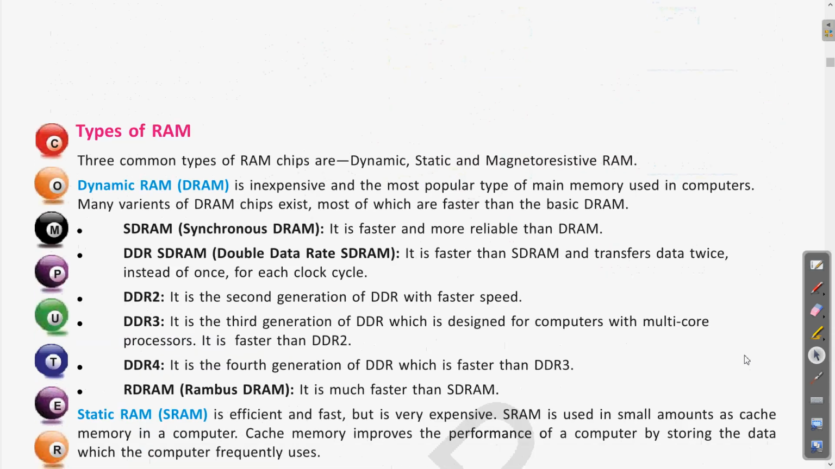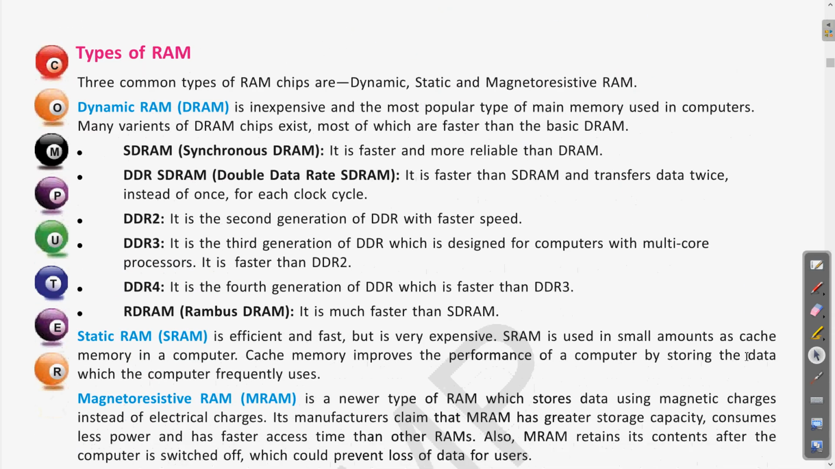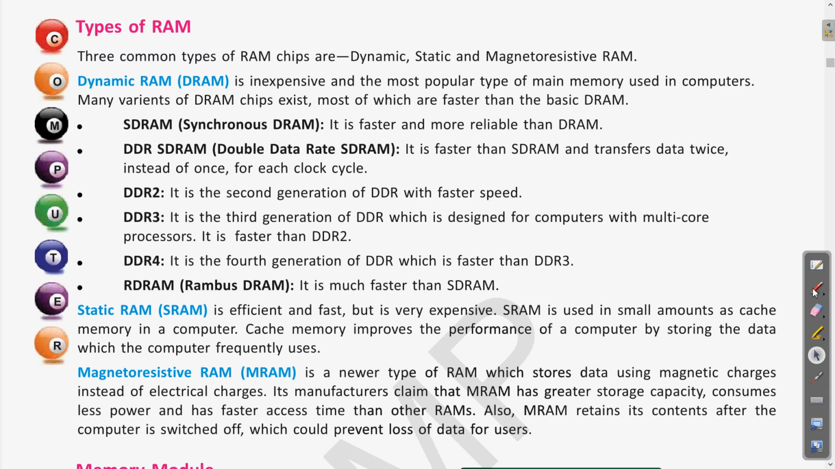Now in the RAM we have seen the different types of RAM, that is dynamic, static and magnetoresistive. In the dynamic RAM we have seen that these are the popular types of RAM, also called main memory. The whole primary memory is called main memory or working memory. In that we have seen the different versions, or different generations, of the dynamic RAM, such as synchronous RAM, that is SDRAM, which is faster and more reliable than the dynamic RAM.